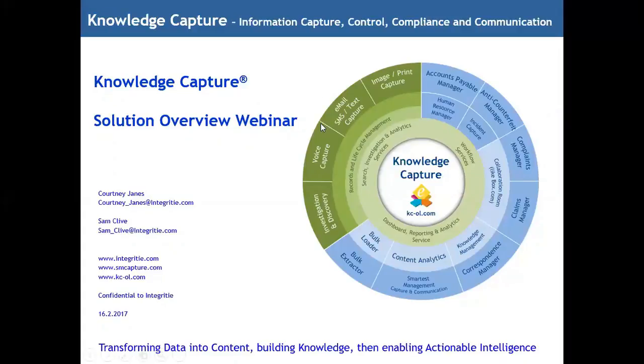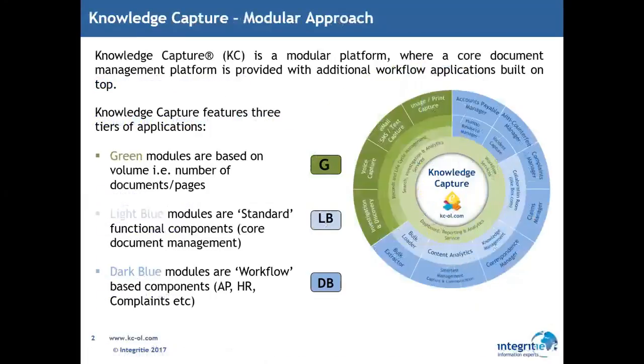The first step that I will take you through is our knowledge capture wheel. This can be broken down into three main components. The green elements are typically based on volume. So we have a lot of existing customers leveraging standard document management practices where they're scanning and archiving documents. So scanning physical records and archiving them within the central system.